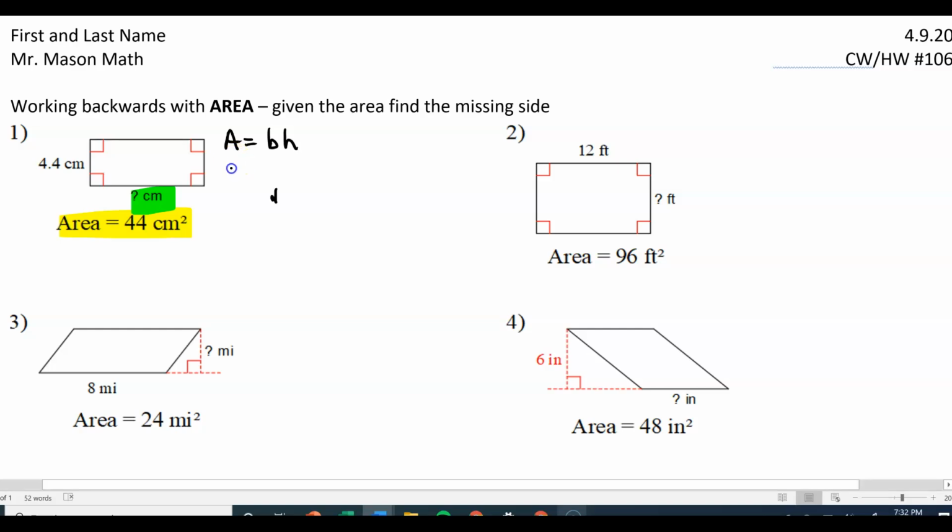Our area is 44. One of our bases is 4.4. And we don't know our height. So all we have to do is divide both sides by 4.4. We're dividing here, not subtracting, and we get our answer of x is equal to 10 centimeters, right? You should have drawn this on your paper small enough so that you can write number 2 right next door. Number 2 is exactly like number 1, okay?